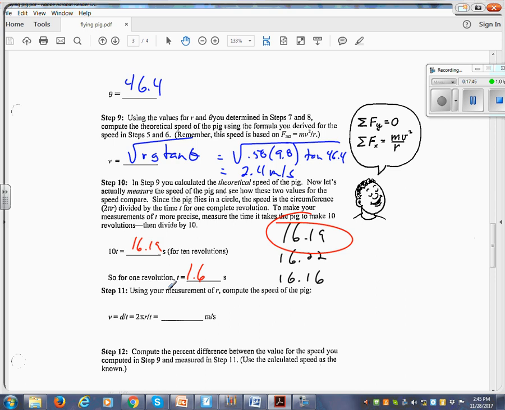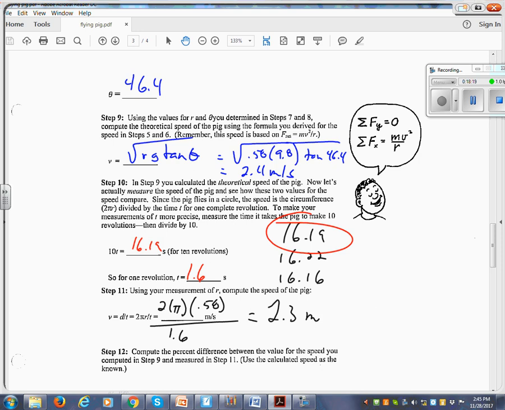Using your measurement of r, calculate the speed of the pig. So v equals d over t. The d is 2 pi r, so that's going to be 2 times pi times the radius, which was 0.58, divided by 1.6. So let's give that a whirl. 2 times pi times the radius of 0.58. Divide that by our time of 1.6, and we get 2.3 meters per second.